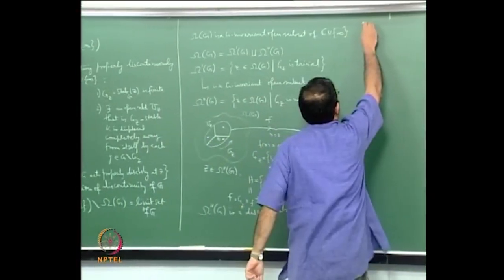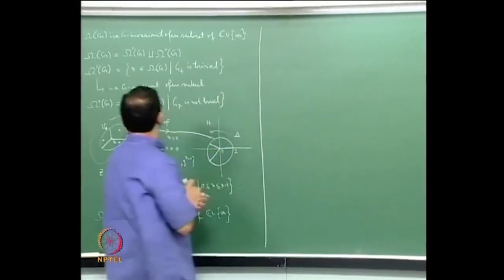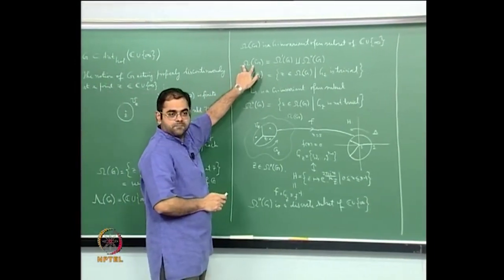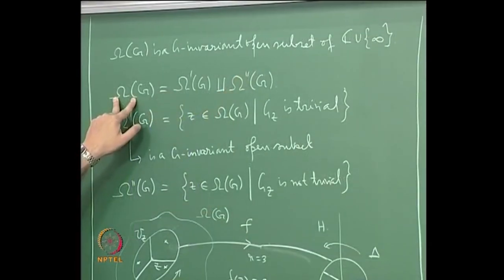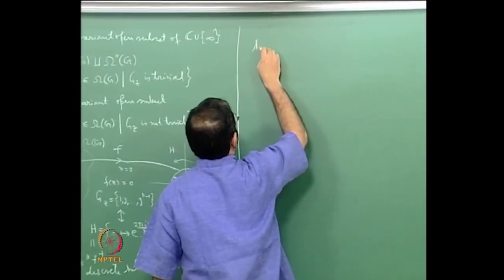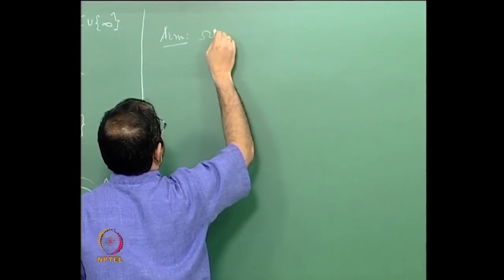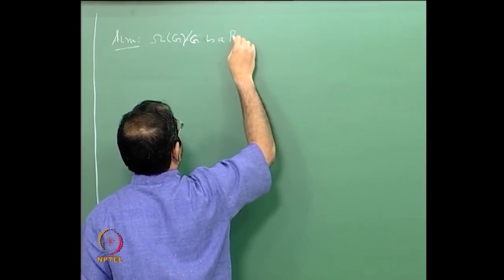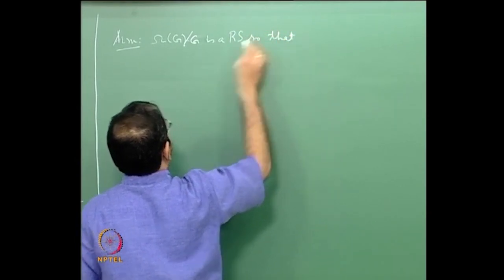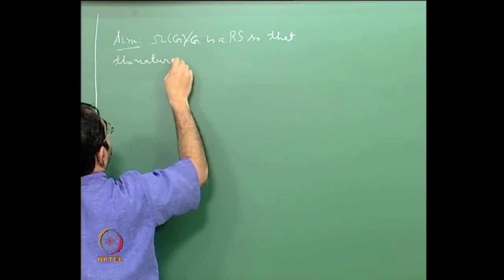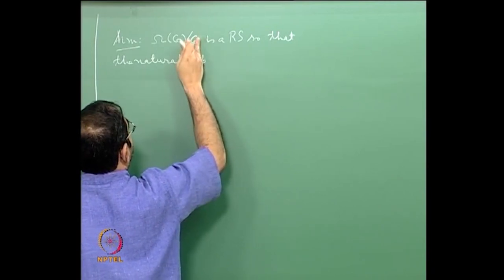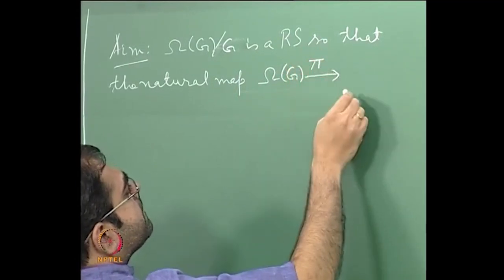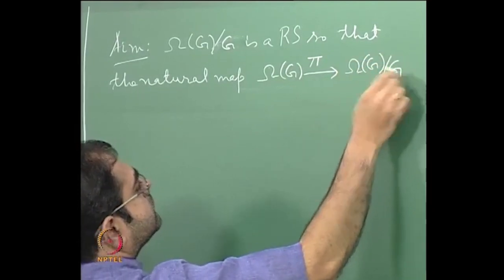Okay, fine. Now, what was the aim? The aim was to divide by such a group. What I want to show is that you take this region of discontinuity and you divide it by the group, and what you get is a Riemann surface. So the aim now is that omega_g mod g is a Riemann surface, so that the natural quotient map, let me call that map pi, from omega_g to omega_g mod g is holomorphic.